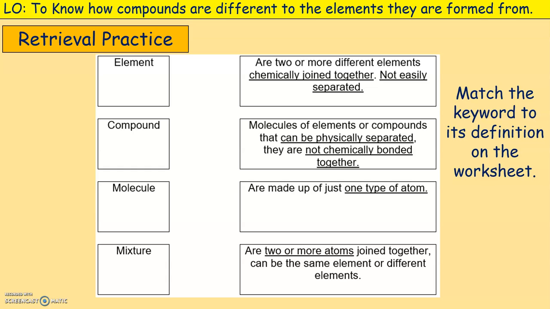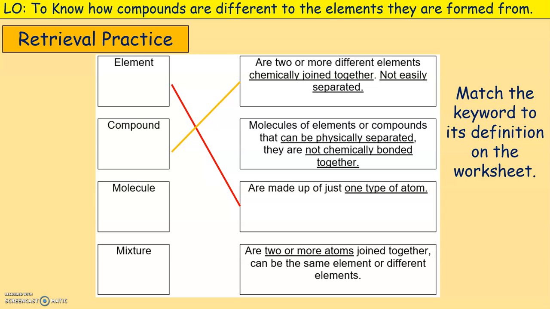All right. So the first one says element. What is the definition of an element? Well, elements are made up of just one type of atom. If you got it right, give yourself a mark. And the next question is asking you, what is a compound? Well, a compound is 2 or more different elements that are chemically joined together and not easily separated. Again, if you got it right, give yourself a tick.